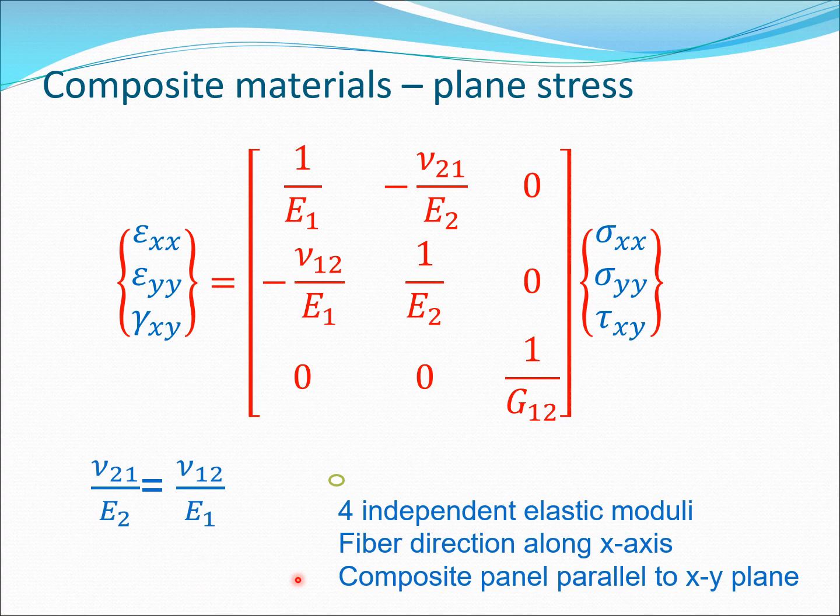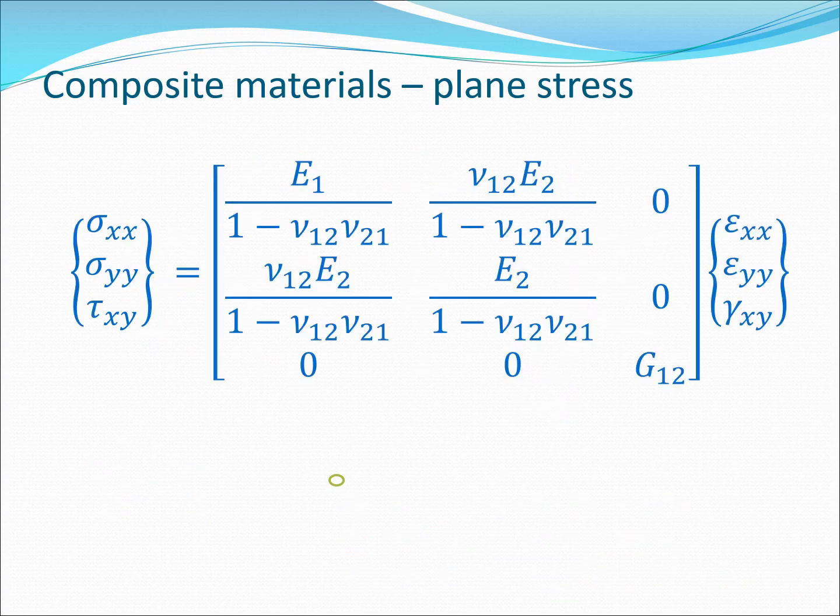So in any case you are dealing with composite materials, you will need to get these four material properties, that is E1, E2, G12 and nu12. And once you get these properties, you can get the relationship between the strains and stresses of a composite material, which is typically a panel. Now if you invert that matrix and do some algebra, you are going to get the relation between the stresses and the strains. So again remember, this is plane stress.